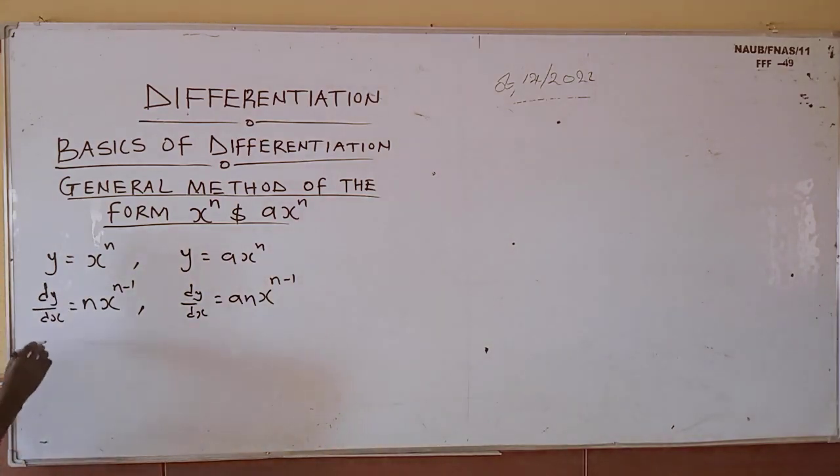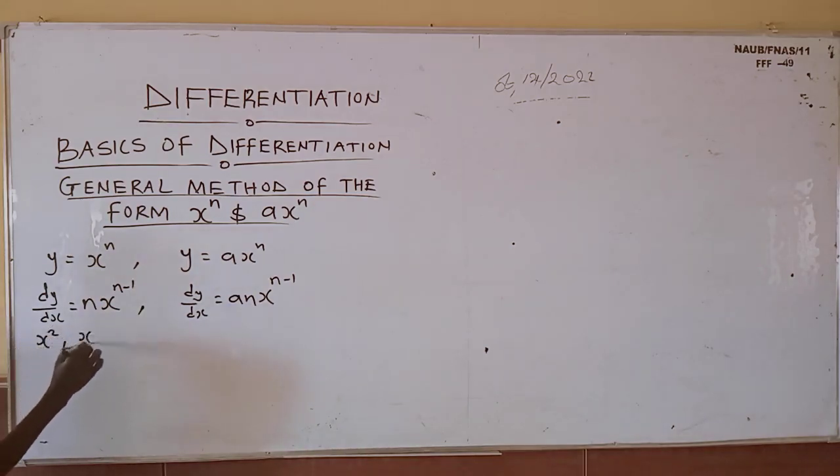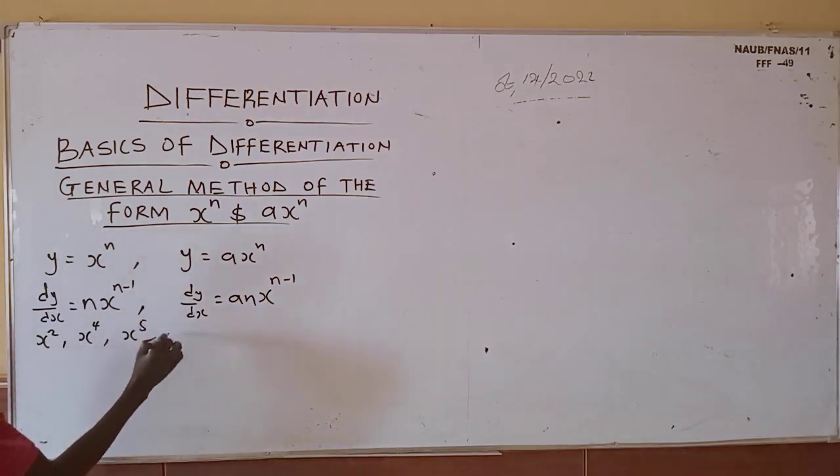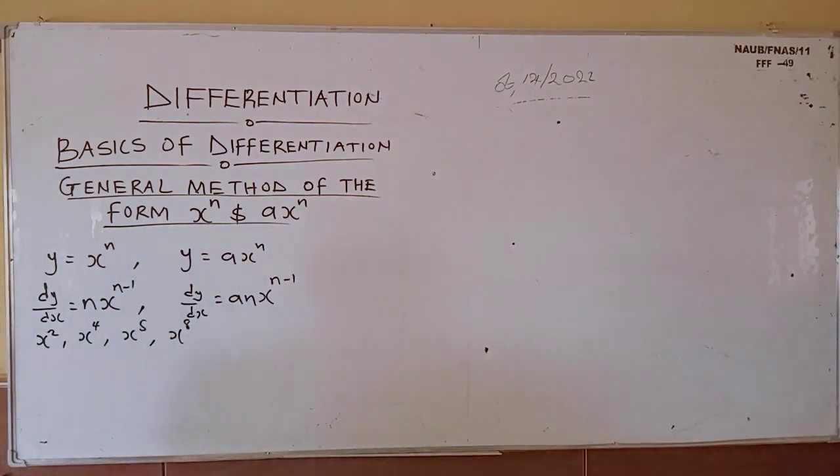Okay, let's consider this. Let's find the derivative of x to the power of 2, x to the power of 4, x to the power of 5, x to the power of 8. Now let's start with this. If you look at everything that is here, they are in this form: x to the power of what? x to the power of n. But you have to note that n can be a positive or a negative number. Please note that n can be a positive or a negative. Let's consider this positive number first.